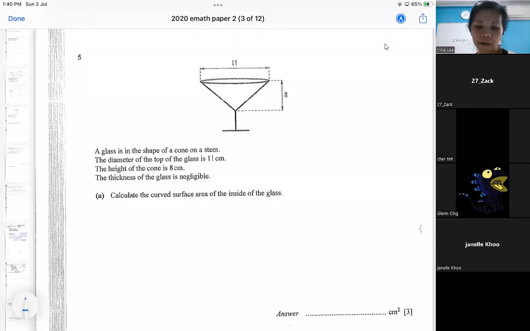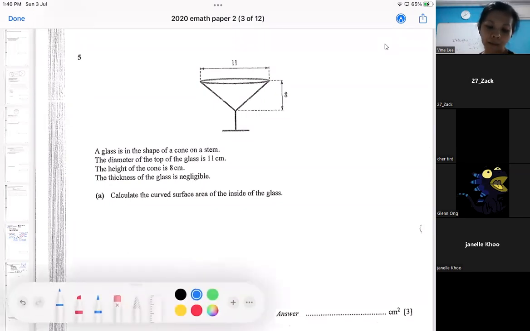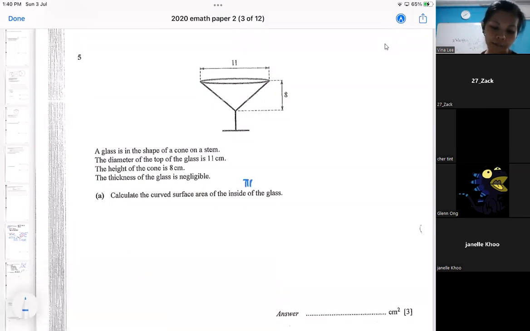Okay, so for question 5, part A, I will not be going through in detail. Part A is just pi RL. So you just need to know where the pi RL is. This is the 8, this is the 5.5. You have to do a Pythagoras to get your L. So usually most students will be okay to do a pi RL.